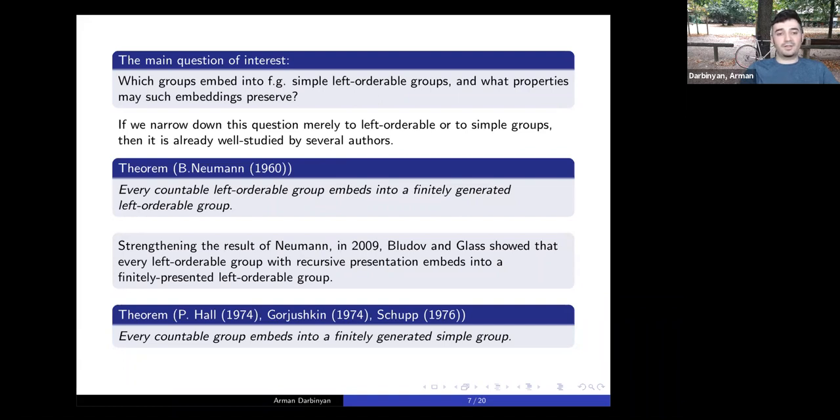When we omit the term left-orderable and only consider simple groups in the question formulated above, this is also well studied, and the famous constructions by Philip Hall, by Gorushkin, and by Shub show that any countable group is a subgroup of a finitely generated simple group. Here I would like to also point out that these embedding constructions were mostly done using either some wreath product techniques, as in the constructions of Bernhard Neumann and Hall, or some free constructions, like the construction of Gorushkin or Shub.